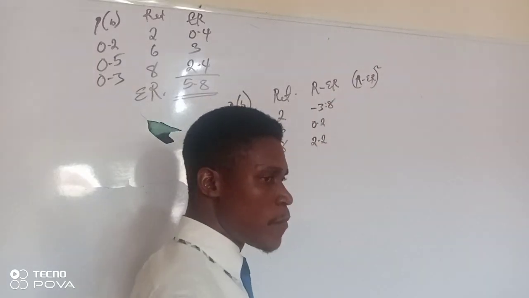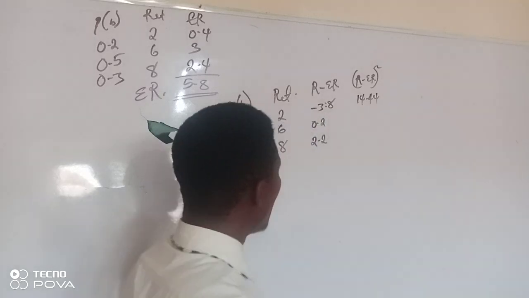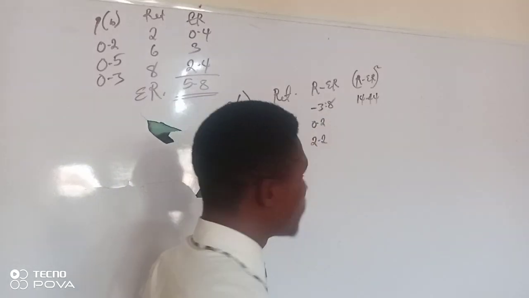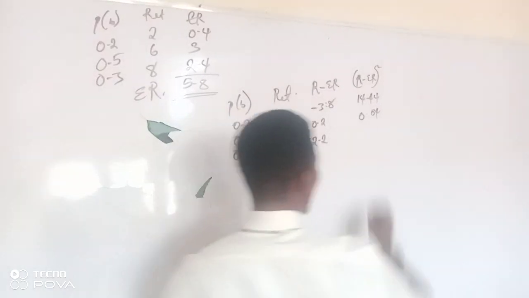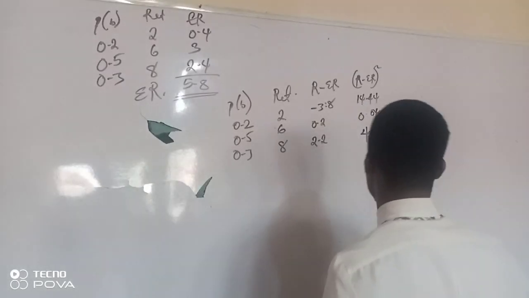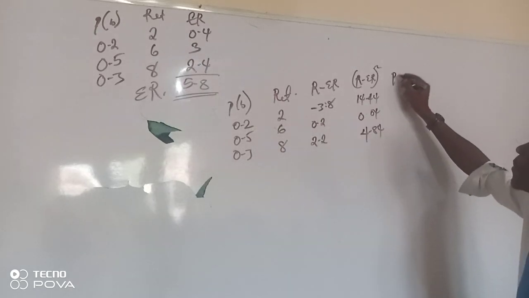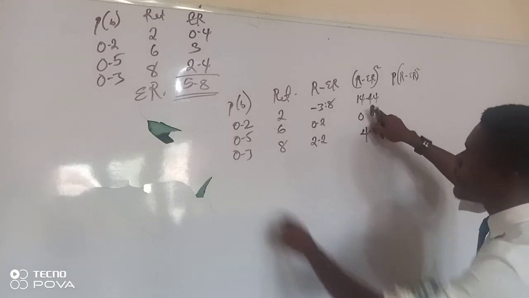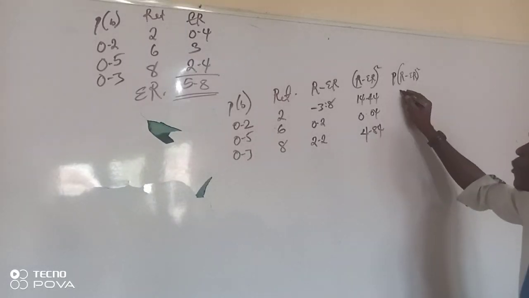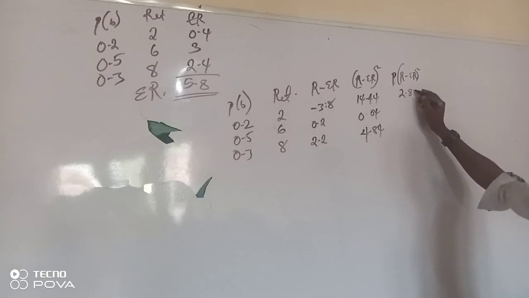Minus 3.8 squared is 14.44. Then 0.2 squared is 0.04. Then 2.2 squared is 4.84. The next thing now is to multiply this by probability. That will be probability multiplied by return minus expected return squared. That will be 14.44 times the probability of 0.2, which is 2.89.